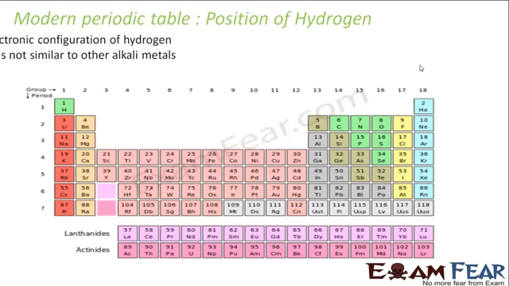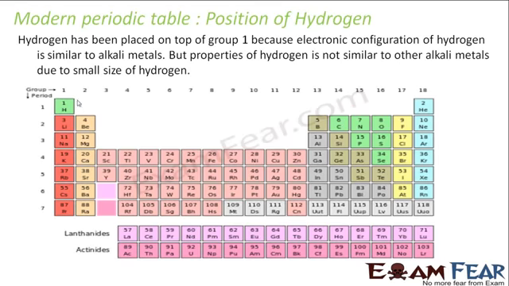So the position of hydrogen, as I told, right? This element is placed here because it has an electronic configuration similar to alkali metals. And we know that electronic configuration is a critical thing to arrange the elements. So there is no confusion now about where hydrogen should be, right? But actually, hydrogen is a non-metal, the green ones are non-metals, and it is placed with a metal.